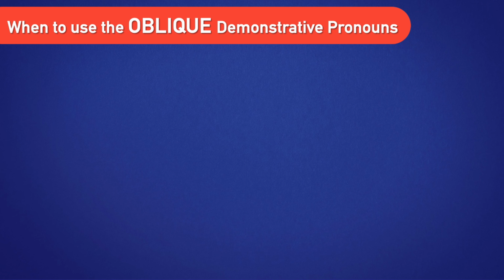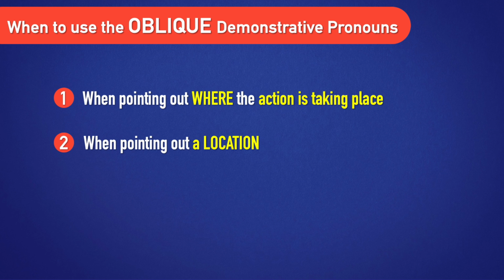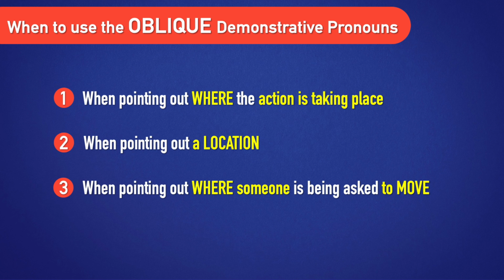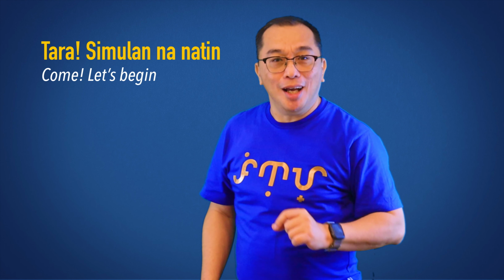In the last video, I discussed the instances when to use the oblique demonstrative pronouns, and these are when pointing out where the action is taking place and when pointing out a location. In this video, we will tackle the next instances when pointing out where someone is being asked to move and when pointing out where an object is being asked to be moved. There are other instances, but these are the more common ones and the best place for you to get started with the oblique demonstrative pronouns. So, tara, simulan na natin.